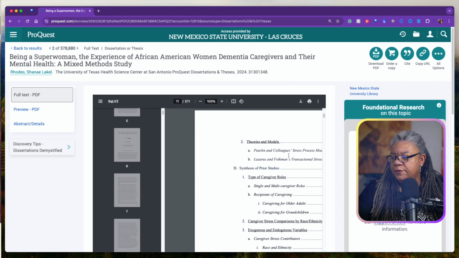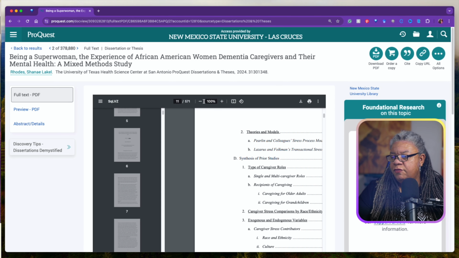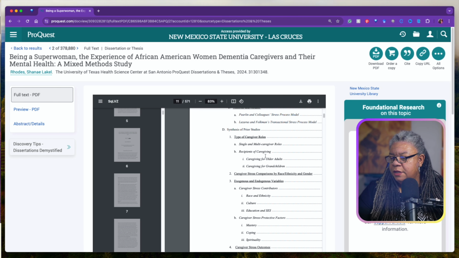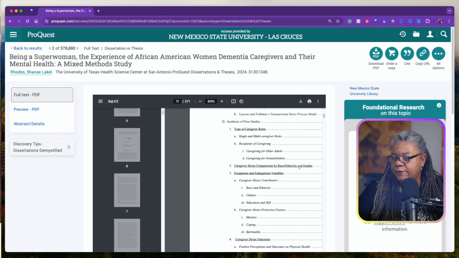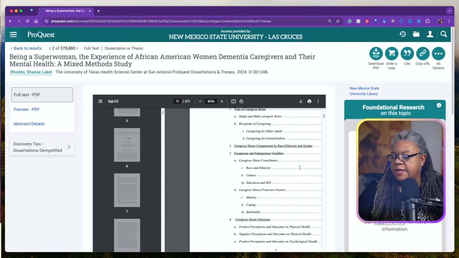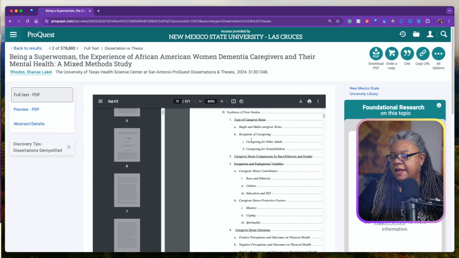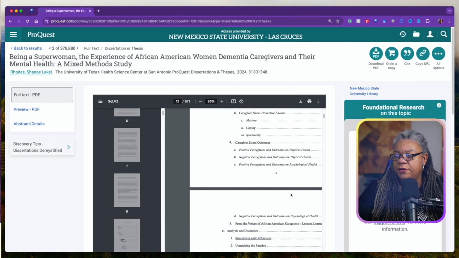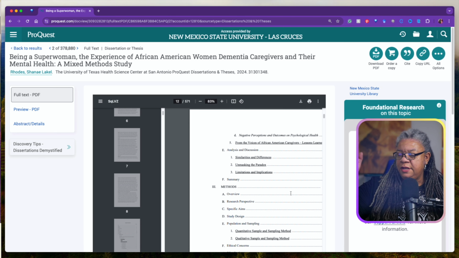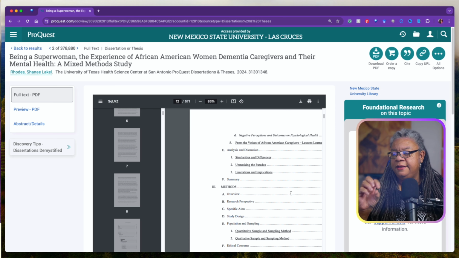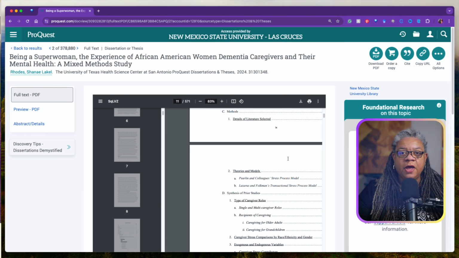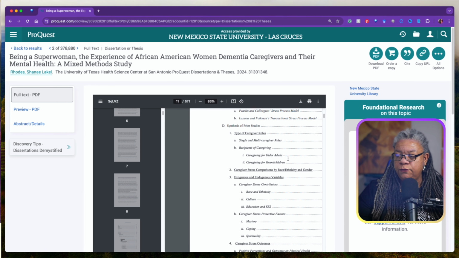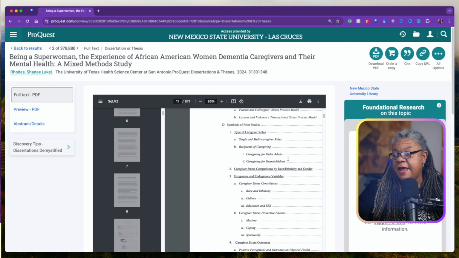Theories and models, that looks pretty good. Synthesis of prior studies. Oh, that's excellent. She did a lot of synthesizing from previous studies, including looking at issues of race and gender, as she narrows it down to a discussion of the similarities and differences. So if I were talking to Dr. Rhodes, here are the 2 areas I'd have her look at.